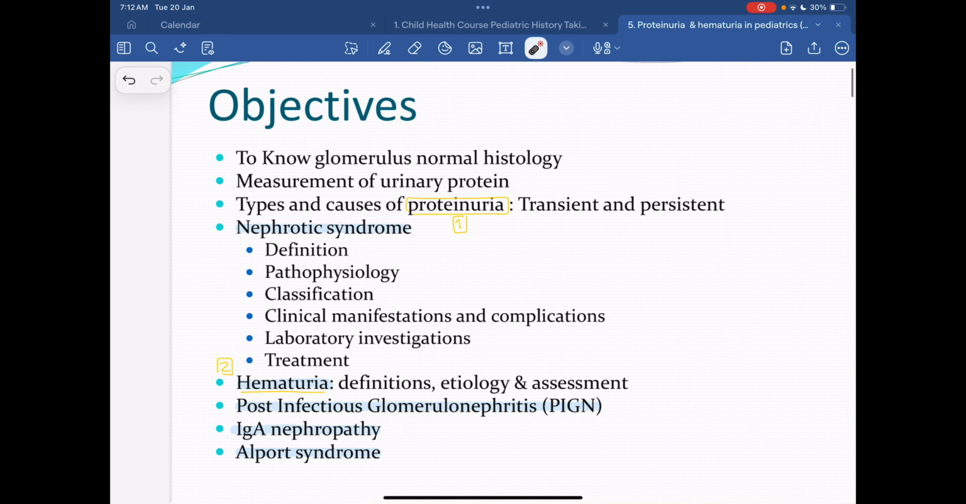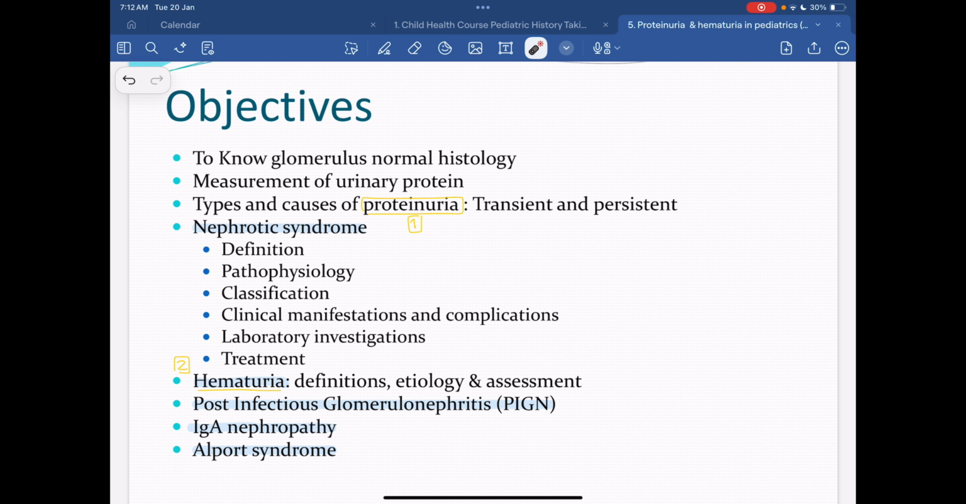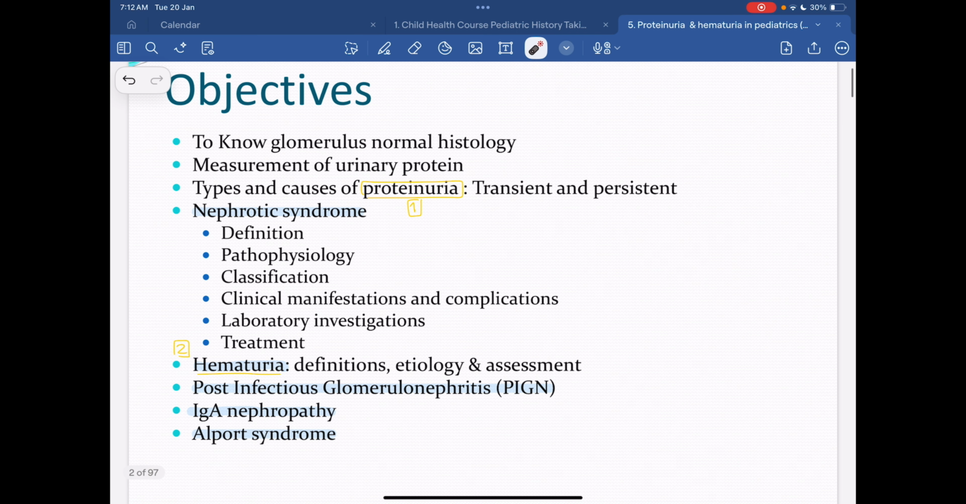طيب هذه الأوبجكتيفز اللي لازم نغطيها. First من اسم المحاضرة عندنا Proteinuria Hematuria. إيش بنغطي بالضبط؟ We need to know the glomerulus' normal histology, how to measure urinary protein, types and causes of proteinuria، عندنا transient والpersistent, nephrotic syndrome، كل شيء تقريبا عنه. هنا خلصنا proteinuria. Hematuria, definition, etiology, assessment, وال 3 types.